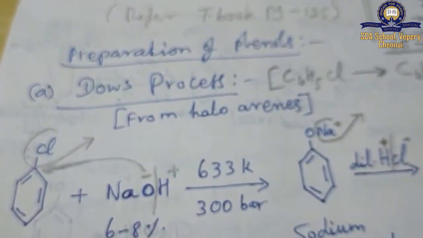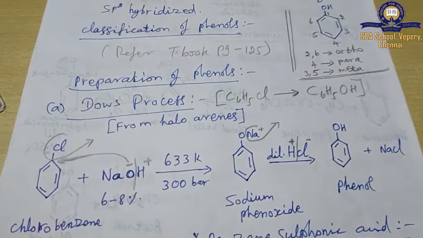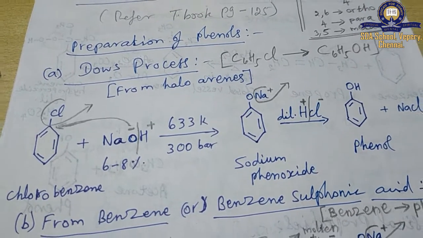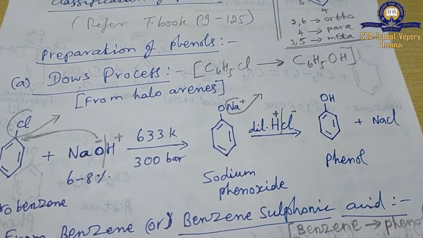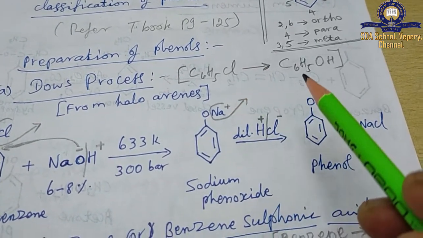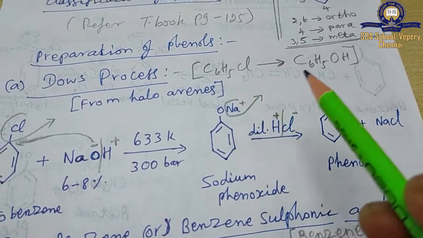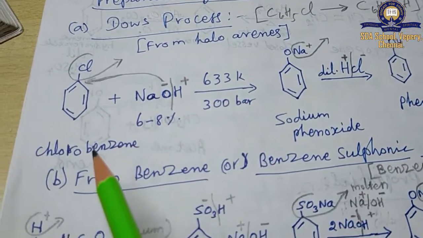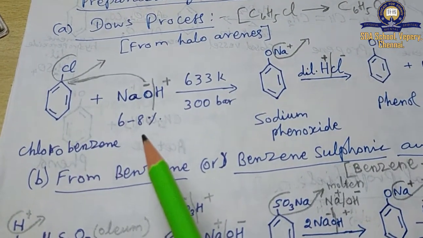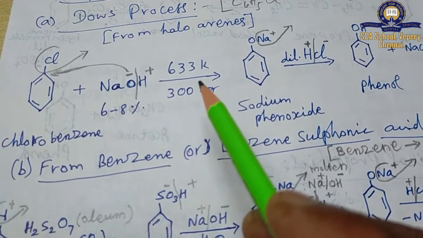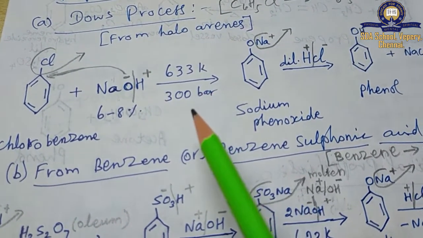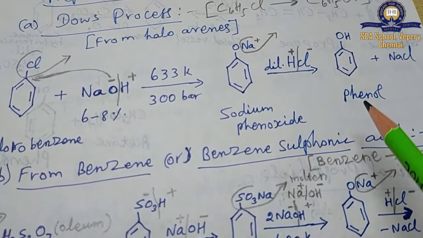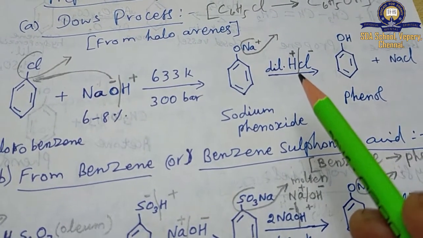Next we move to preparation of phenol. Here 4 methods are given to us to prepare phenol. The first method is Dow's process. In this process we convert chlorobenzene to phenol, that is halogenated benzene to phenol. The halogenated benzene is referred to as haloarenes. Chlorobenzene is allowed to react with 6 to 8% sodium hydroxide at 623 Kelvin temperature and 300 bar pressure to give sodium phenoxide. Then that will result in the formation of phenol with hydrochloric acid.